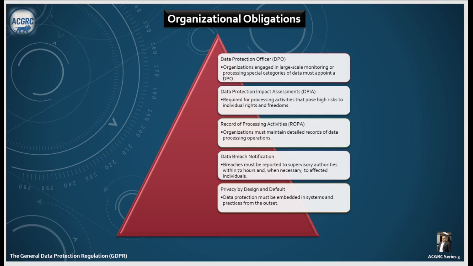You need to notify the affected individuals. If the breach is serious and could harm people, like identity theft or fraud, the company must inform the people affected in clear and simple language.